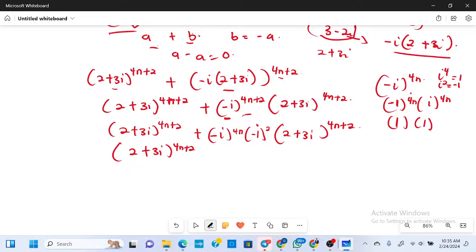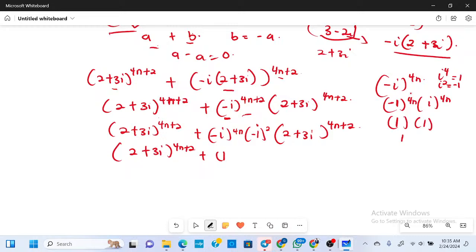So let me transfer what I'm having here. So I have this. I had this side, the (-i) to the power 4n, giving me what? 1 by 1. So I had 1. So I'll replace it with 1.